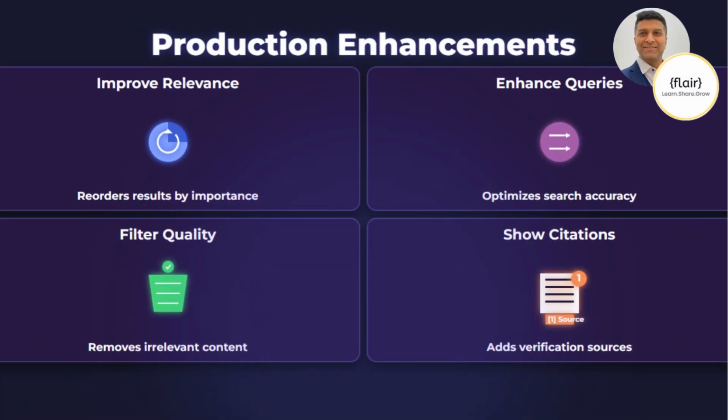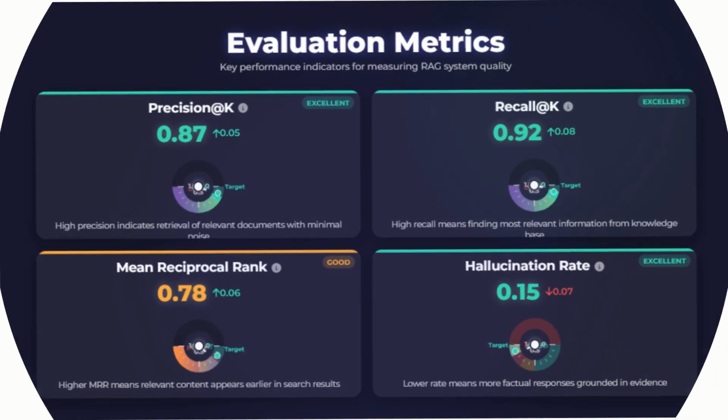Production-grade RAG introduces several enhancements. Re-ranking improves the relevance of retrieved chunks by reordering them using a lightweight model. Query transformation rewrites user queries behind the scenes to make retrieval more accurate. Corrective RAG, or CRAG, performs a fast quality check on retrieved content and filters out noise. And source attribution ensures the final answer comes with citations so users can validate the information.